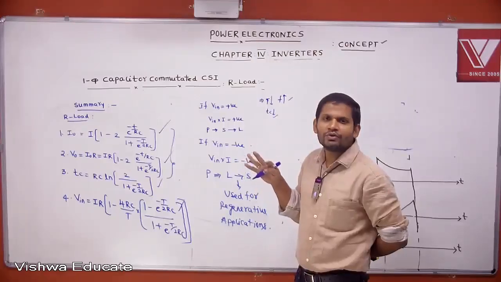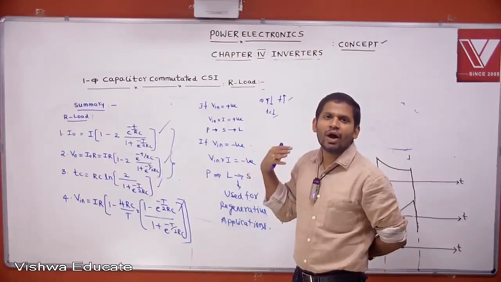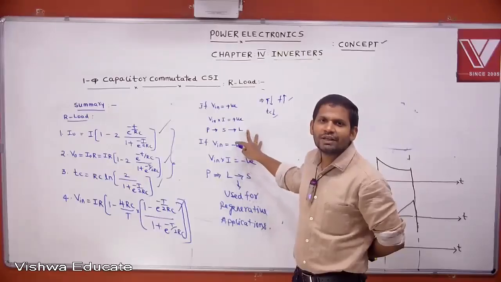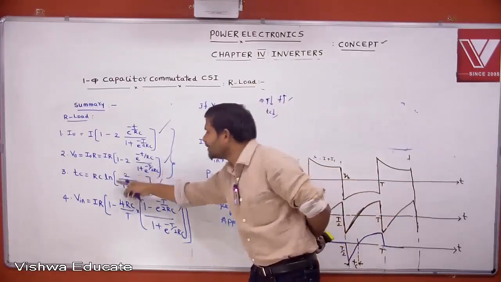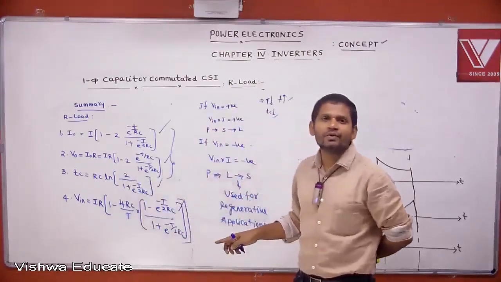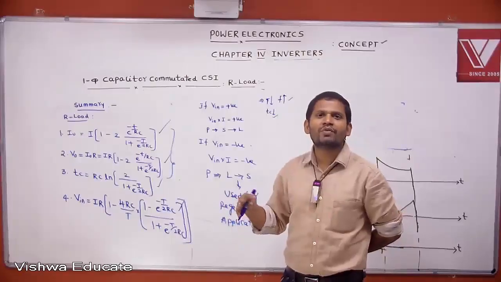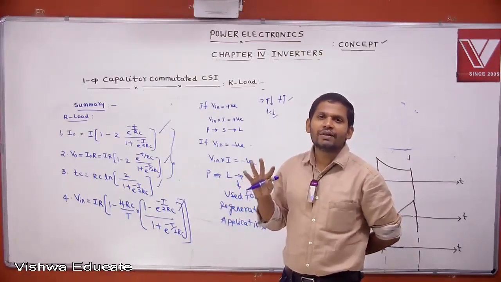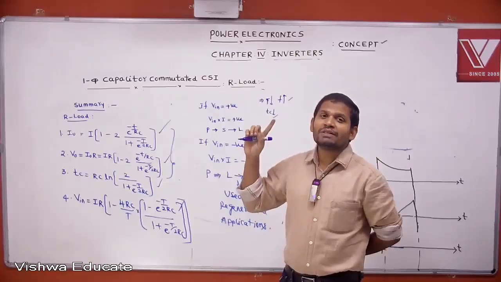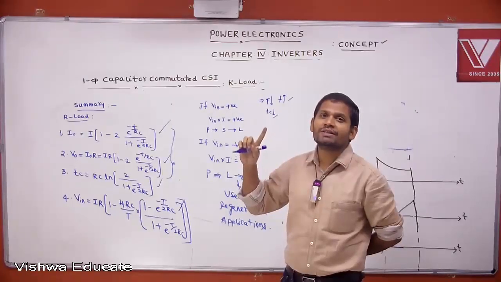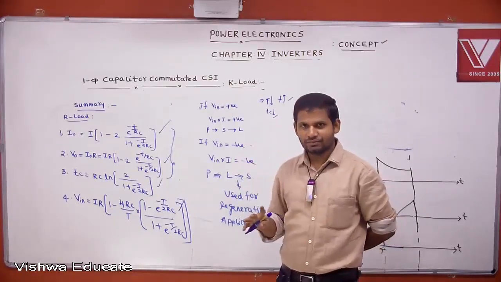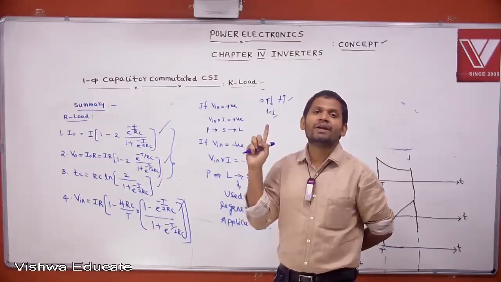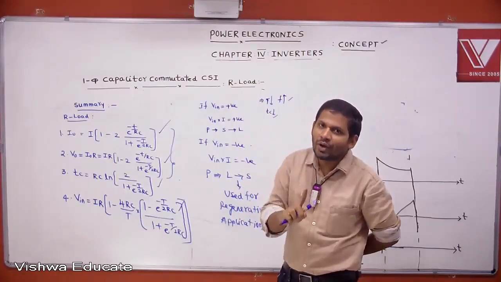If you want to reduce T to a very small value to operate at high frequency, TC is also reduced. Once TC is reduced, from this equation, there is a possibility of commutation failure of the thyristor. That's why we cannot reduce it. That's why the upper frequency of operation of this inverter is limited by TC. That is one point you remember.